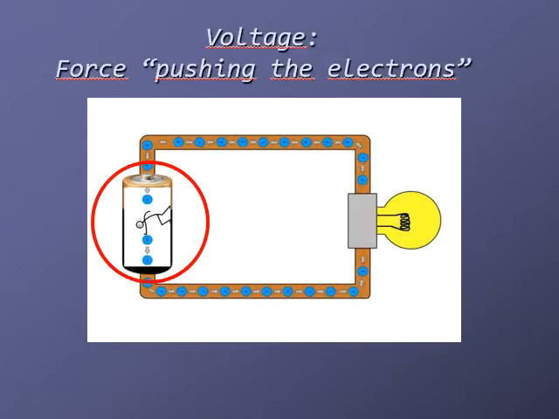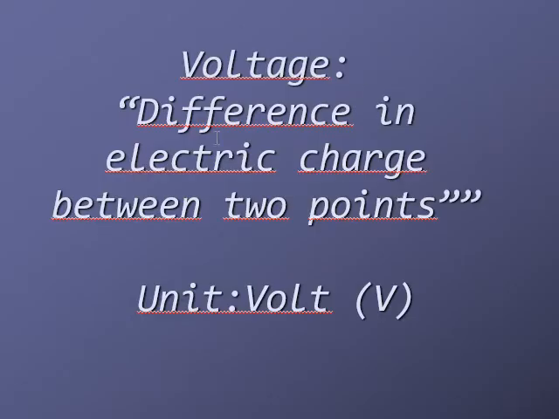And then we have the voltage. The voltage is like the energy we have stored in the battery. It's how strongly the battery is pushing the electrons through the wire. So this is the voltage. Actually, the voltage is the difference in charge between 2 points. We will come back to this later.